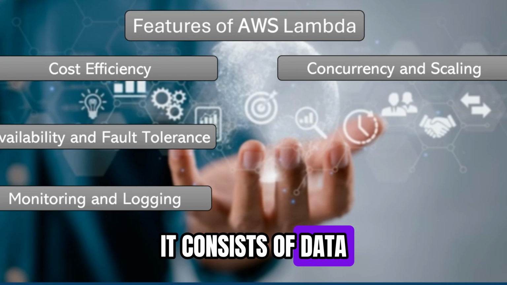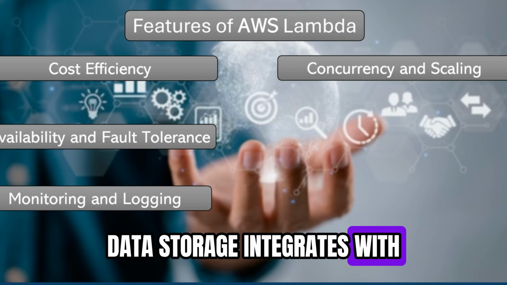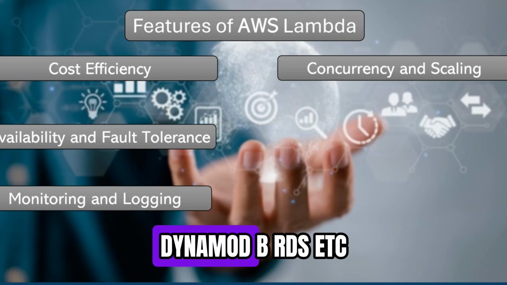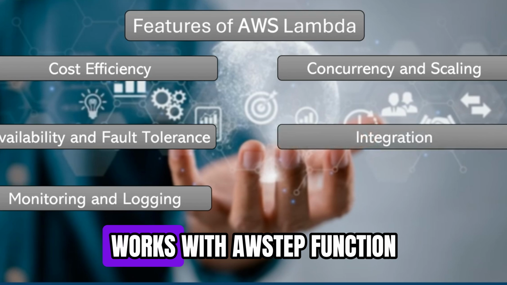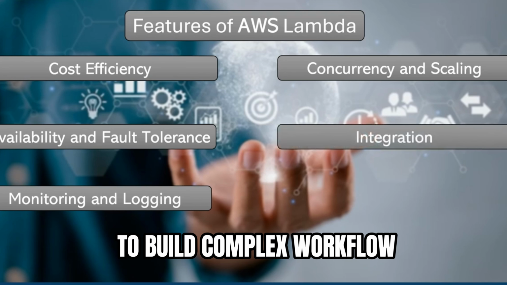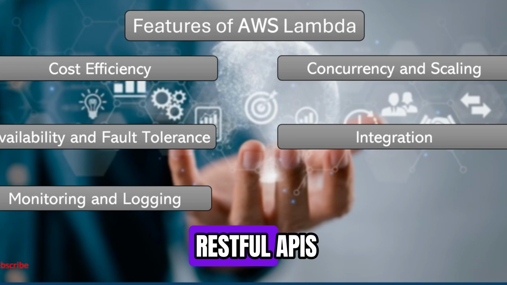It consists of data storage, orchestration, and API gateways. Data storage integrates with services like Amazon S3, DynamoDB, RDS, etc. for data storage. Orchestration works with AWS Step Functions to build complex workflows. API gateways combine with Amazon API Gateway to create RESTful APIs.